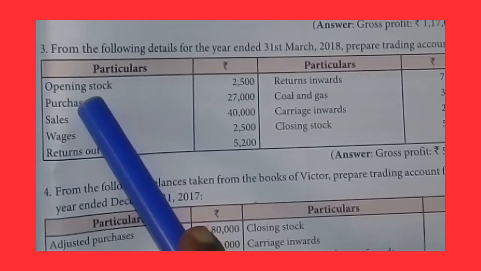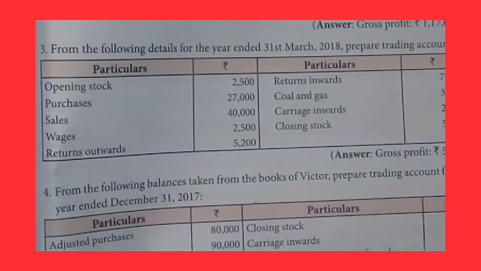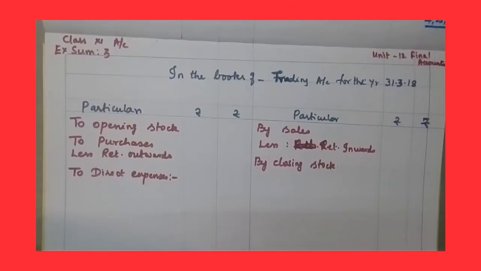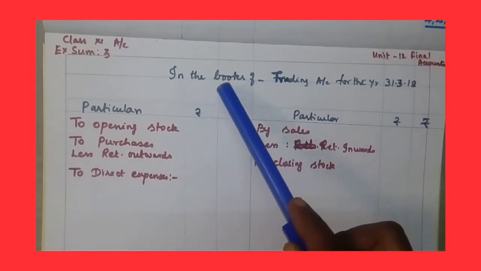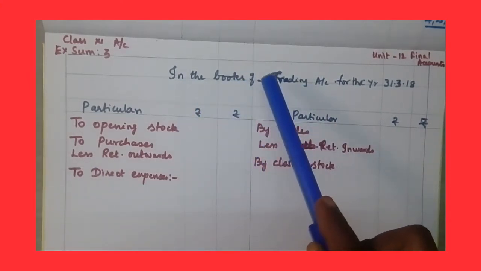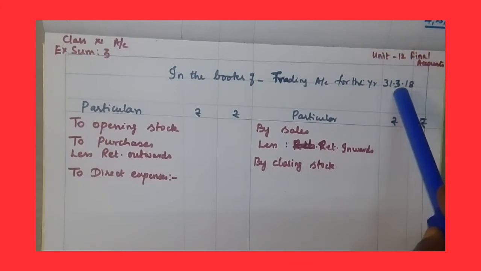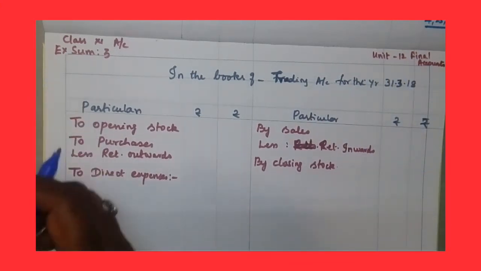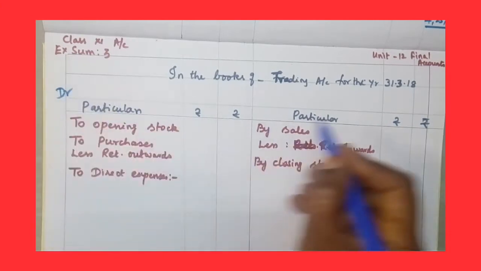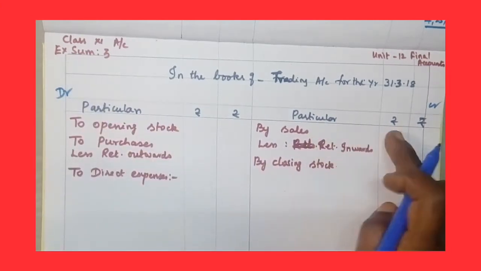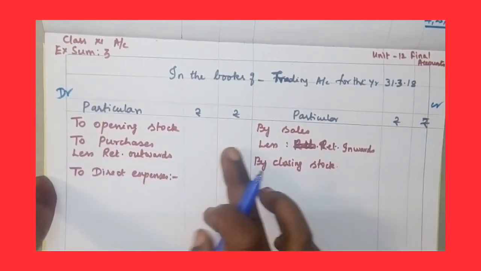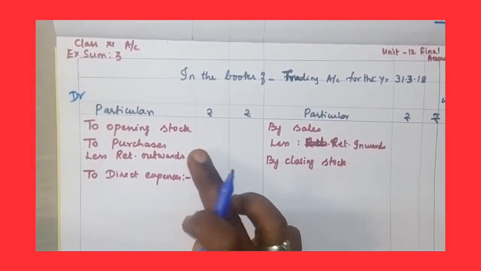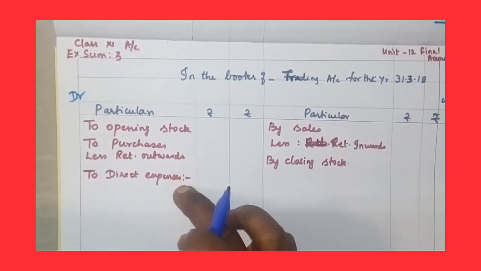Ipo pathina we can keep ready with the format and we can substitute the things. We have kept ready with the format. In the books of, they have not given the name, so dash trading account for the year ended 31st March 2018, and this is debit side and this is credit side. Particulars rupees, and credit side la particulars rupees and rupees. Okay, format vandu opening stock, to purchases less purchase returns, to direct expenses.